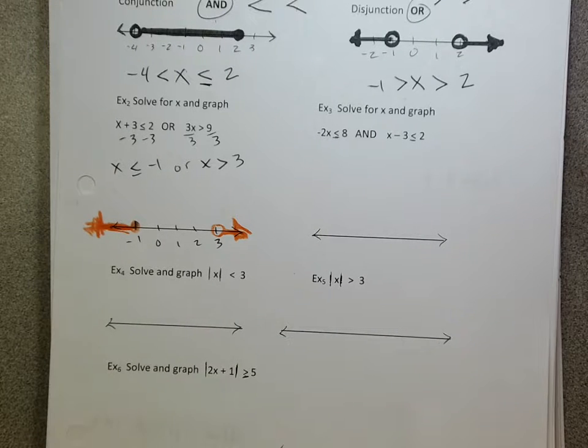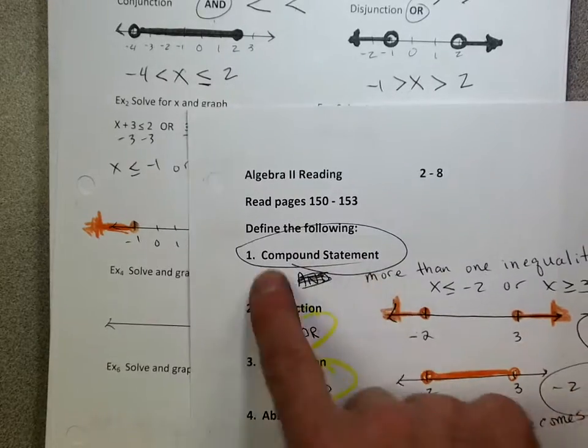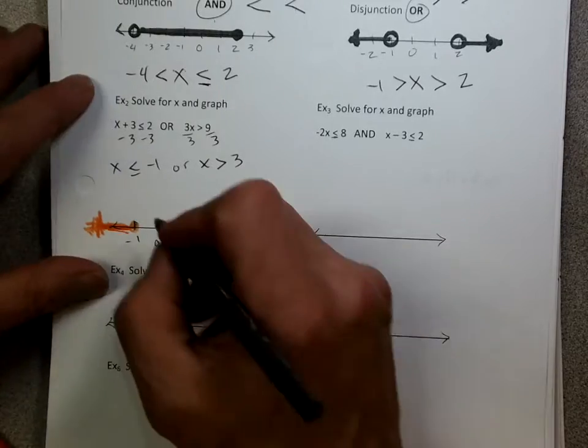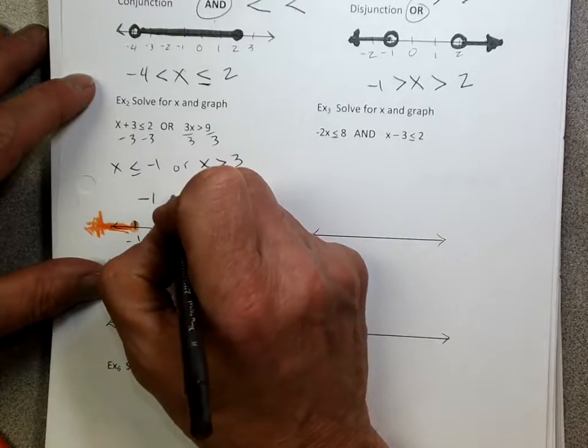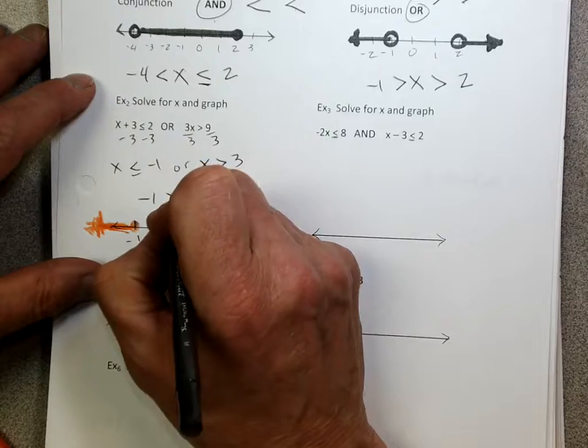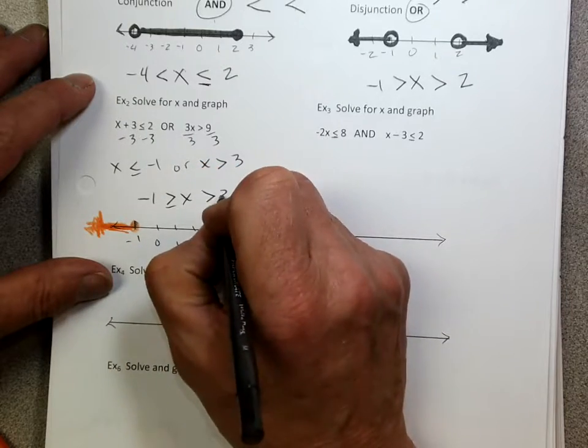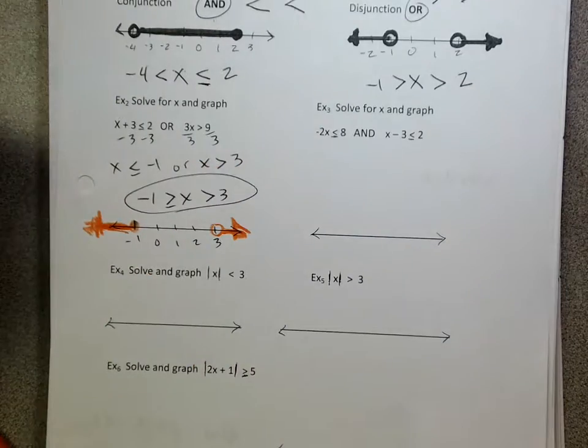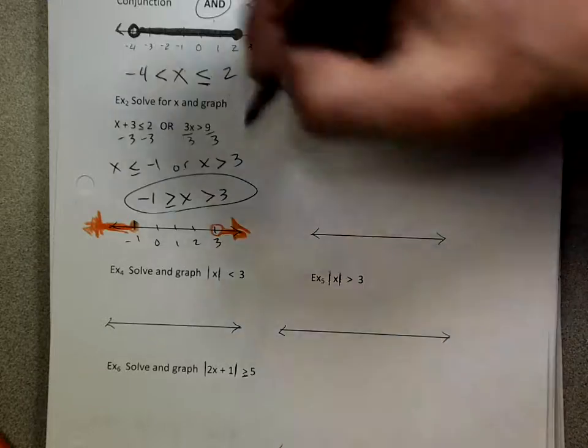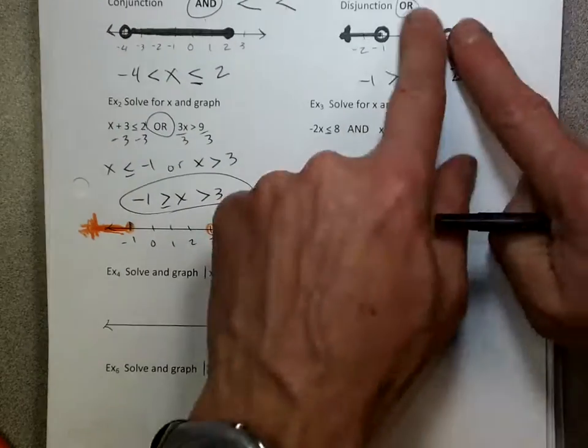If I needed to write it as one statement, okay, so I got it shaded. If I needed to write it as a compound statement, I'd write it like this, with x in the middle. There it is, written as a compound statement. Remember, if it's an or, we make them both go that direction, right?